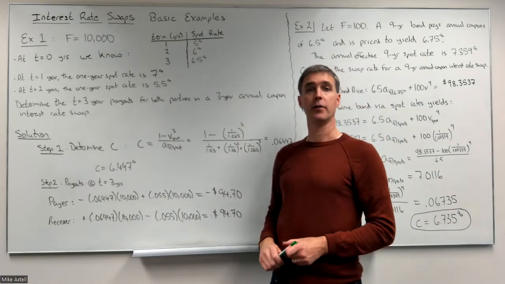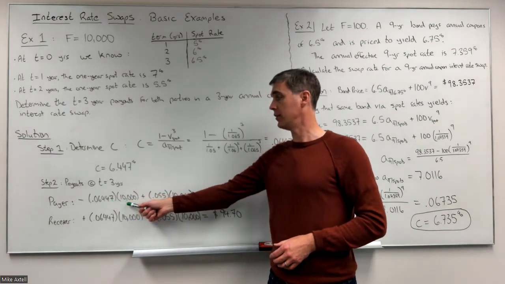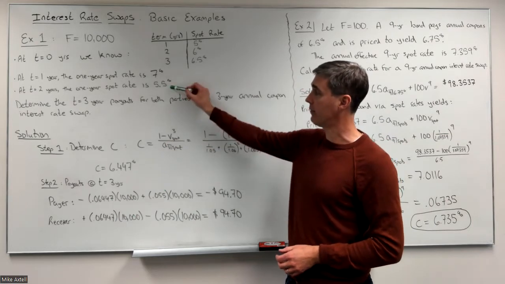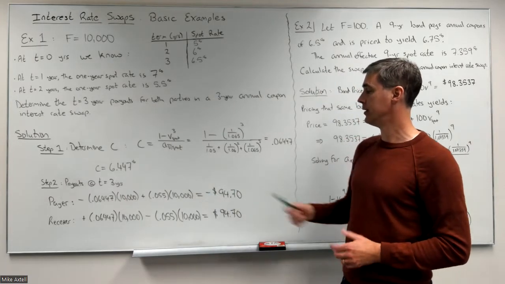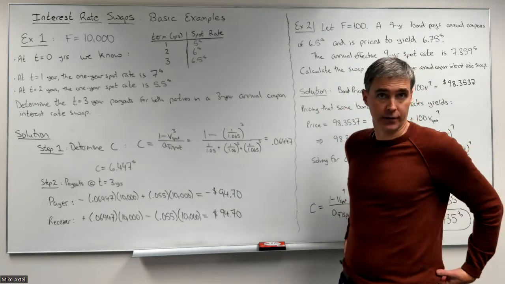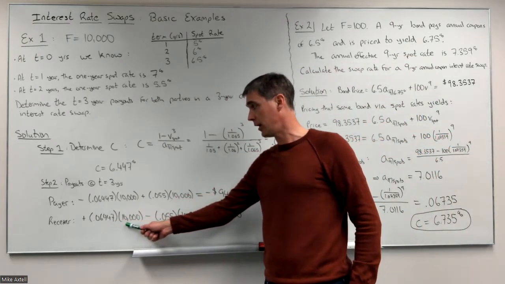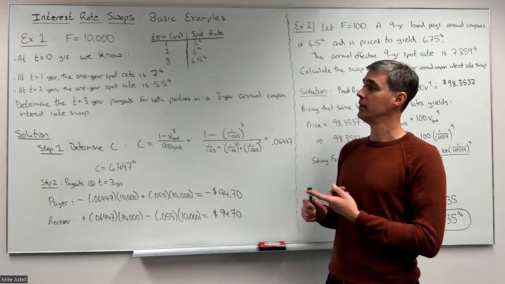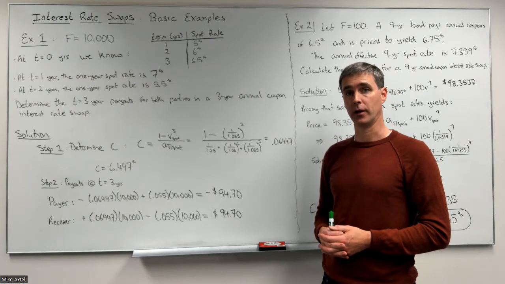The fixed rate payer is going to pay the fixed rate of 6.447% of the $10,000 face value and receive the float rate, which was that 5.5% interest rate of the $10,000. So that payer is going to be down $94.70. The receiver is going to be up $94.70 because it's a zero-sum game, but technically they receive the fixed rate coupon and pay their floating rate coupon. So we determine C, and then we use the future spot rate information provided to determine the actual payout at time 3.